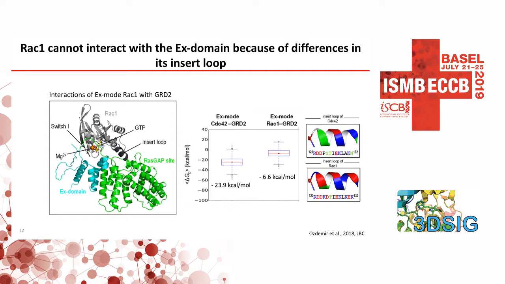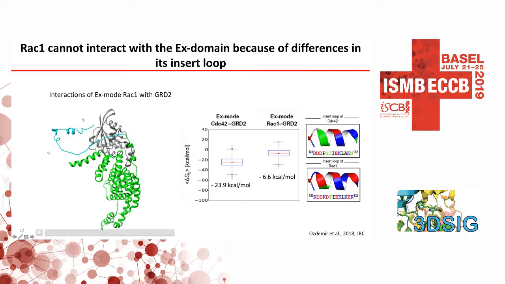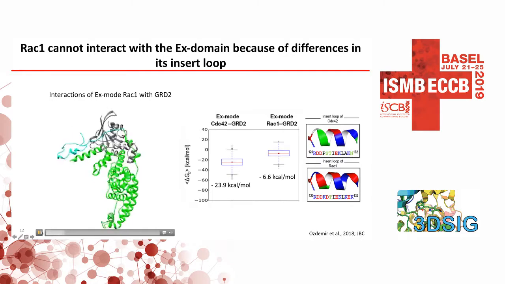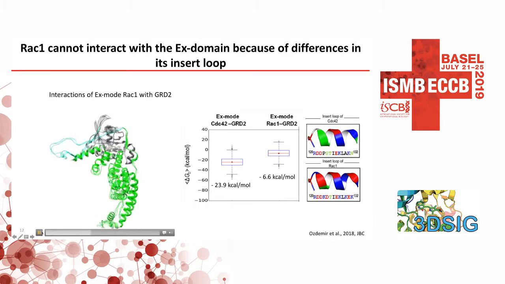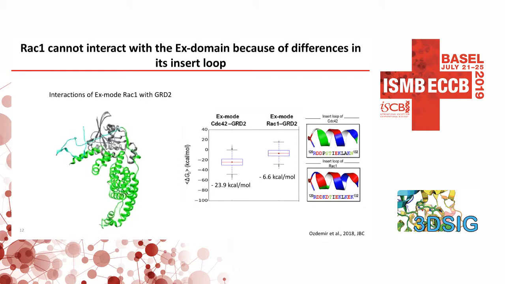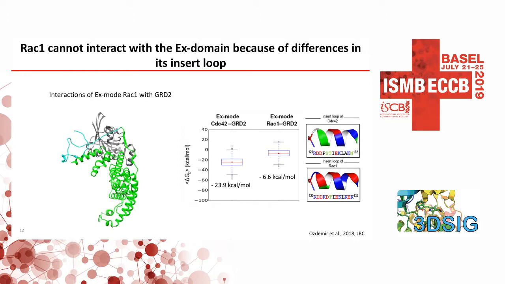So these differences between the insert loop of CDC42 and RAC1 inhibit its binding to the EX domain of CDC GRD2. And when I look at the movement of the C-term and whether it's released or not, it behaves similar to the free GRD actually. So RAC1 binding to the EX domain doesn't initiate a C-term release. So it means that only CDC42 binding to the EX domain can initiate a C-term release so far.